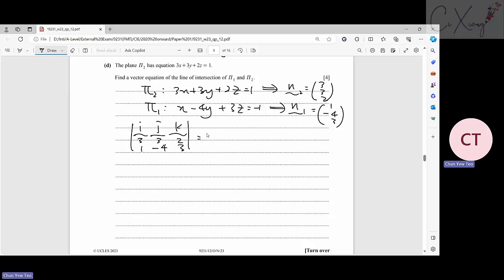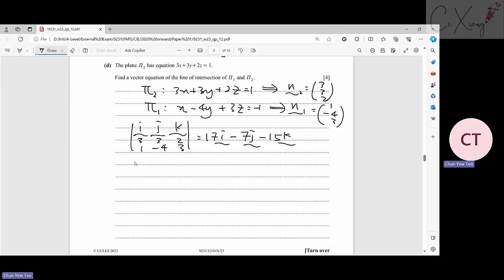Then this one, you will get 9 plus 8, you get 17i. You get 9 minus 2. 9 minus 2 is 7, negative 7j. Then this one is negative 12 minus 3, negative 15k. Okay, so this will be the directional vector of the line.